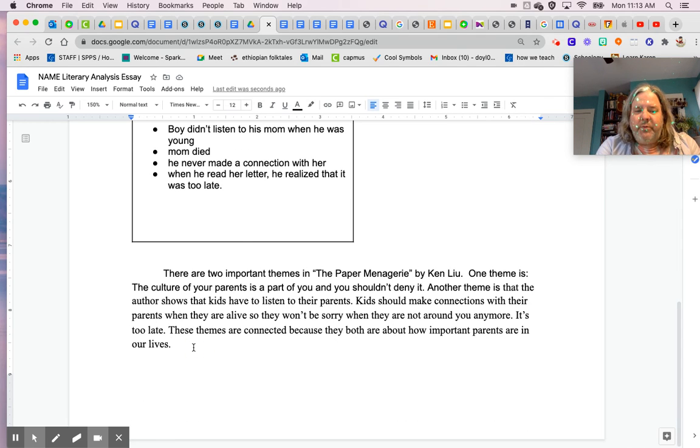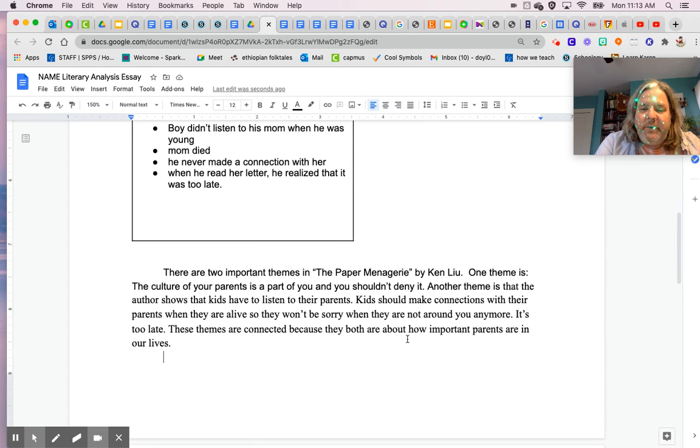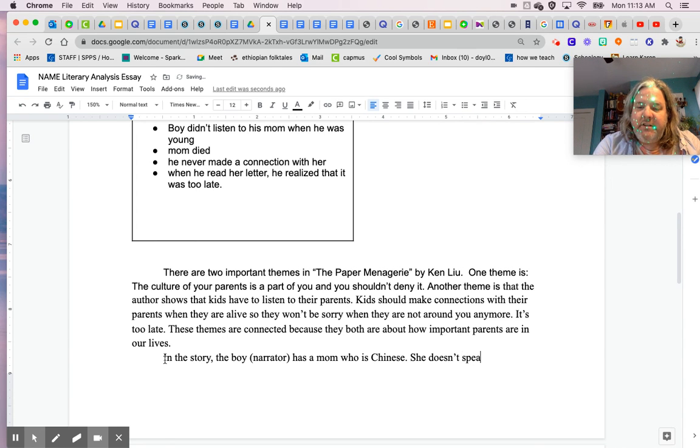So what I'd like you to do is write the next paragraph. So the next paragraph is going to be about one of the themes. So remember, when we look at the assignment, we have to cite evidence, okay? So how do we know that there's a theme, the culture of your parents is a part of you and you shouldn't deny it? We can say, in the story, the boy, the narrator, has a mom who is Chinese. She doesn't speak English. Okay.